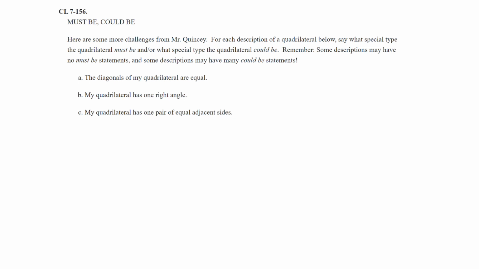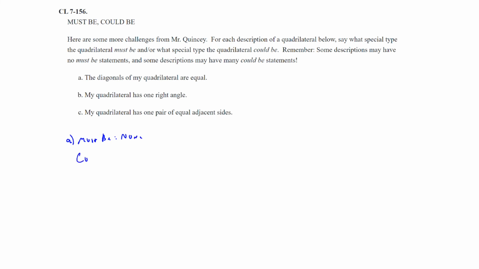So the diagonals of a quadrilateral are equal. So is there anything it must be? So the first thing you might think about is a rectangle. Must it be a rectangle, though? What else are the diagonals equal? Well, a square. So you can't say it must be a rectangle if it could also be a square. Anything else where the diagonals would be equal? The other possibility would be a trapezoid, but it's a very specific type of trapezoid, and it'd have to be an isosceles trapezoid. So it appears on A, there is no must be's, there's none.